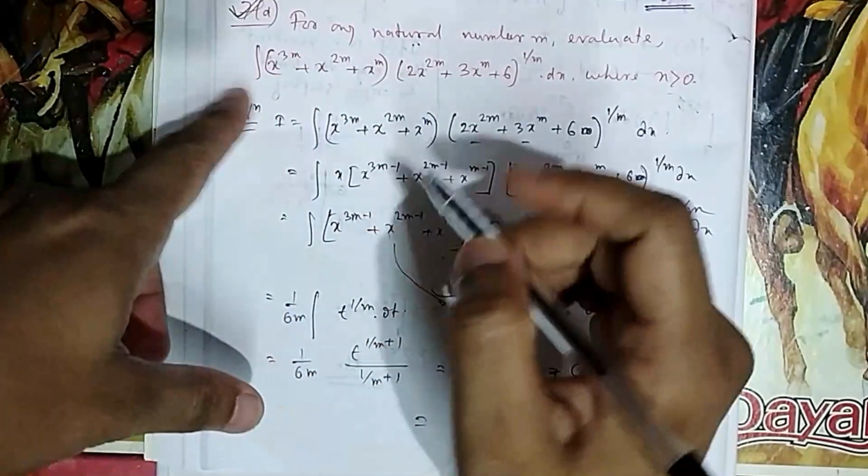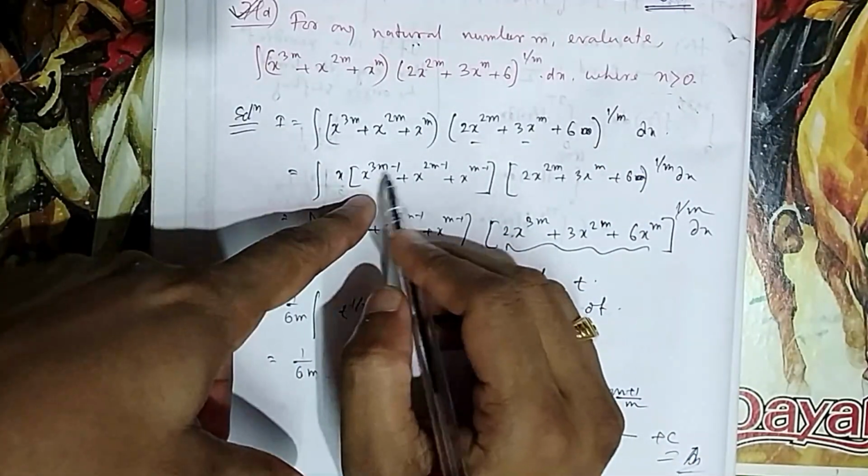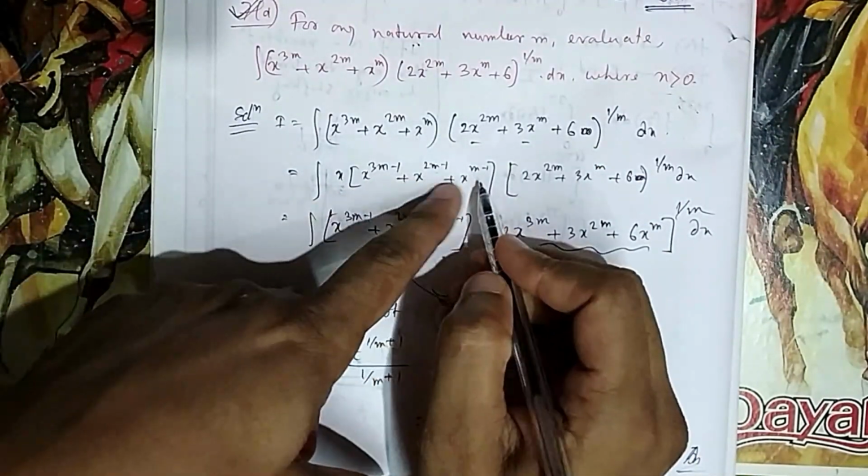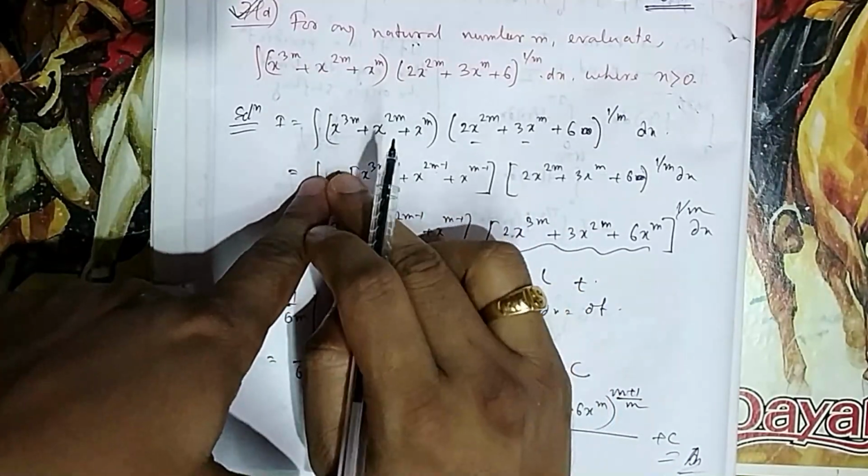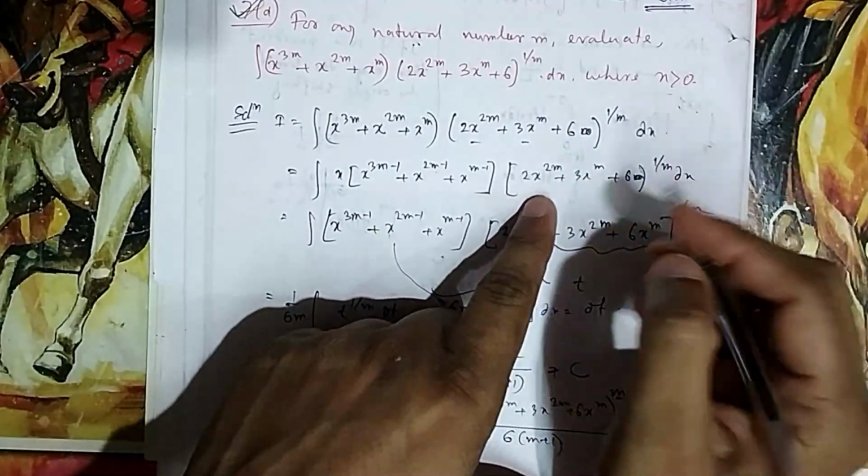So what is the idea of how to do this one? You take one x common here. So it is already 3m minus 1, 2m minus 1, m minus 1. And you try to incorporate that x inside this one. So it is 1 by m.